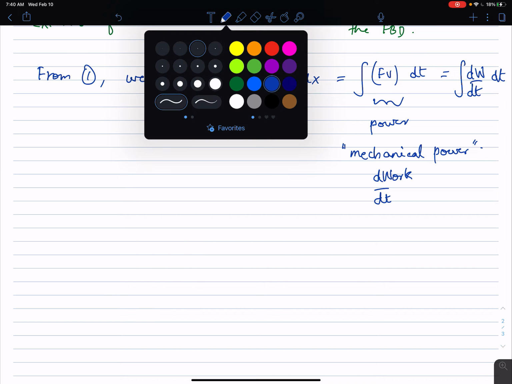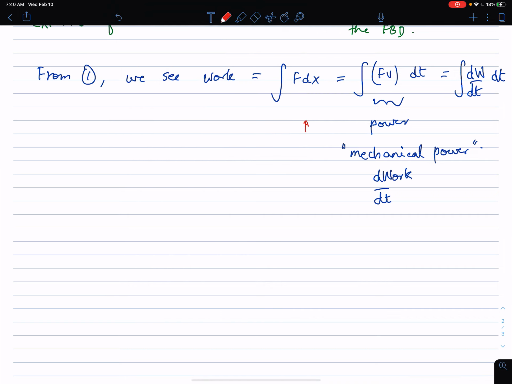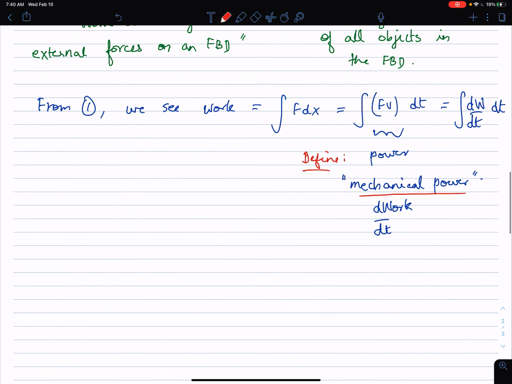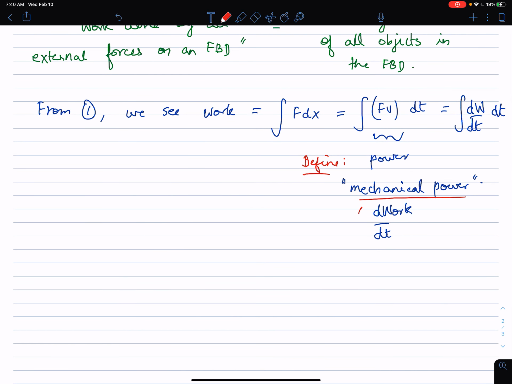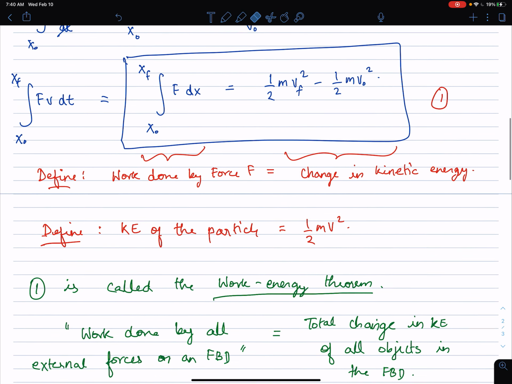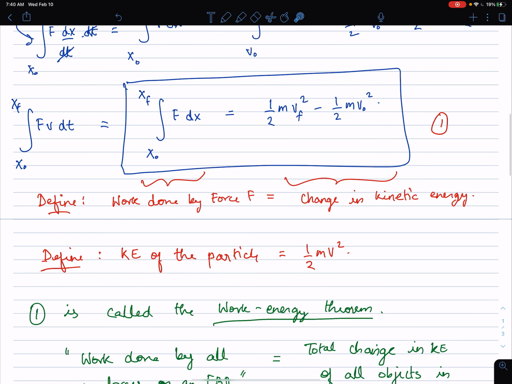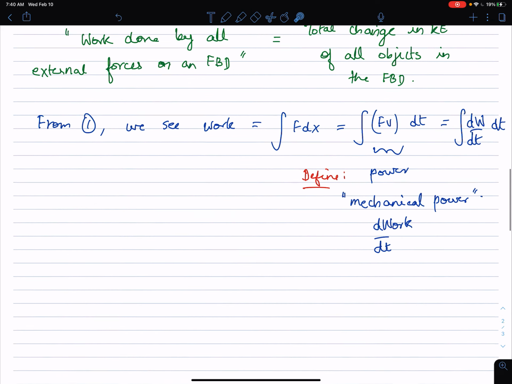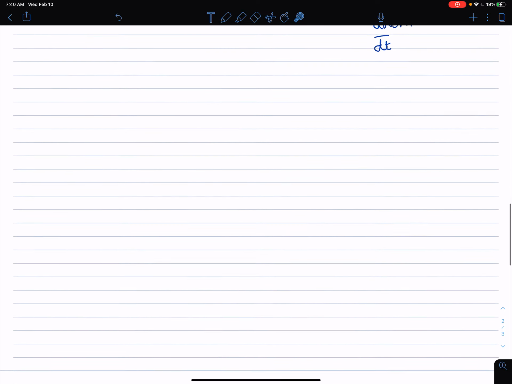So this is the definition. This is again a definition. I don't mean to say this is the ratio of that thing, but we define power as that quantity. Okay. So we've defined work. We've defined power, which is what you integrate with respect to time. We've defined kinetic energy. We've defined all these things in 1D.